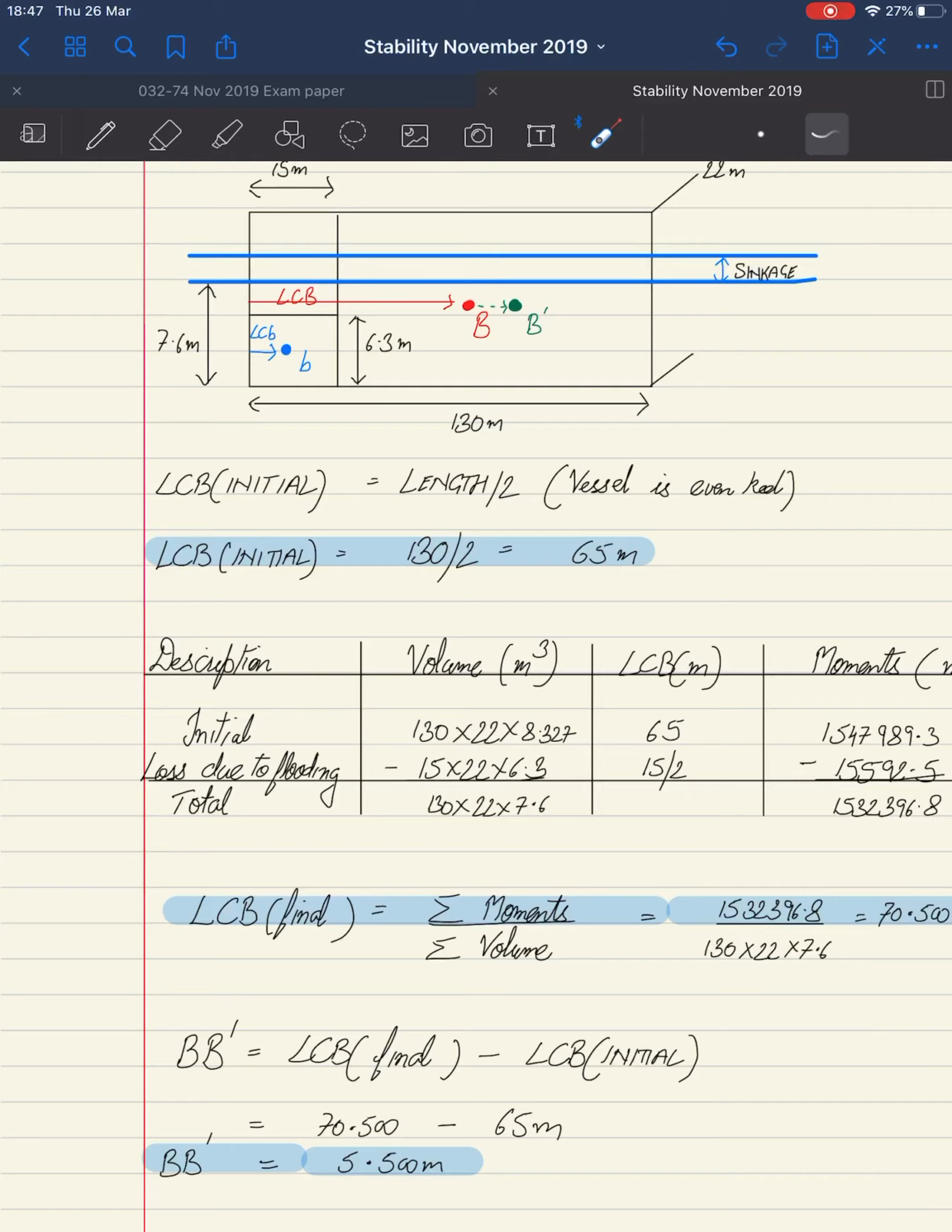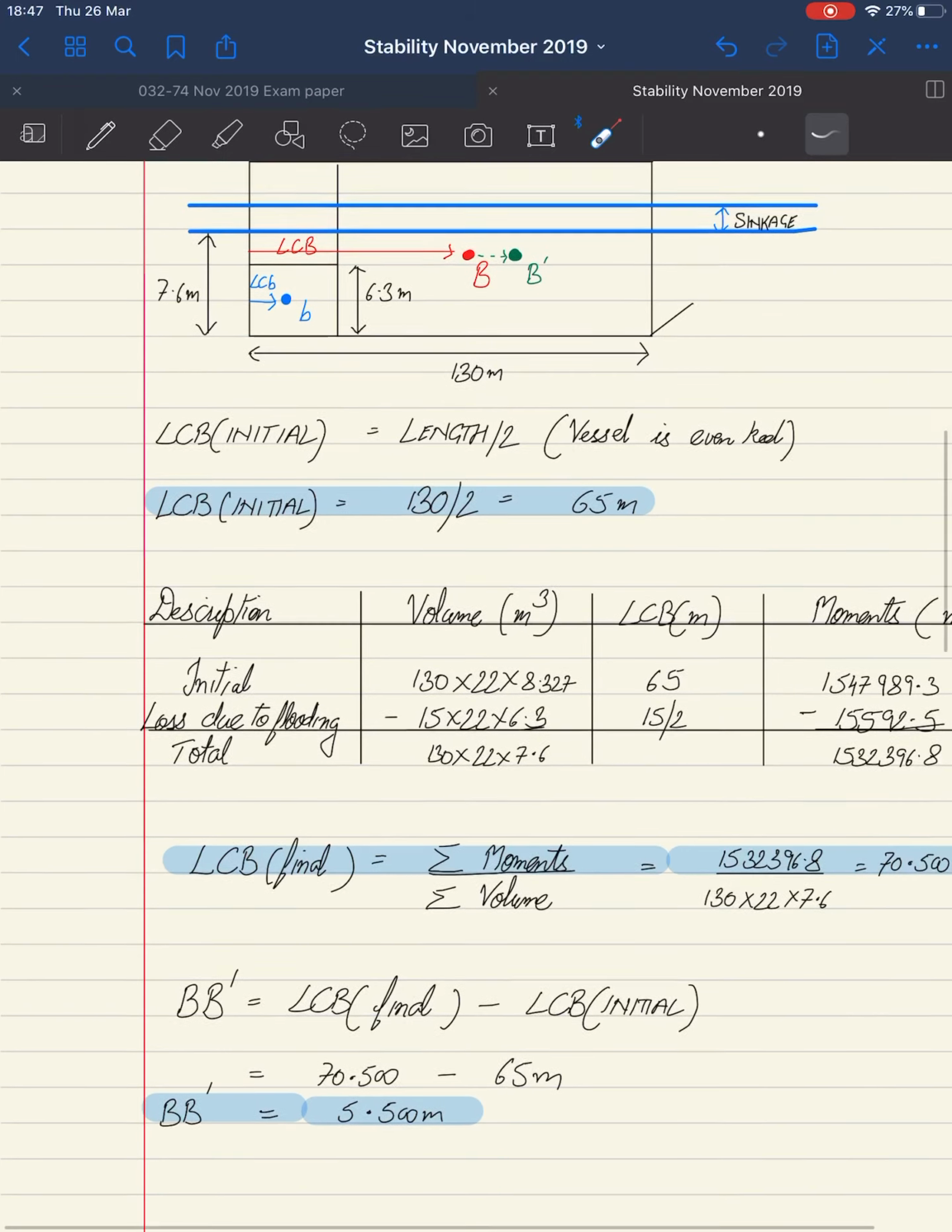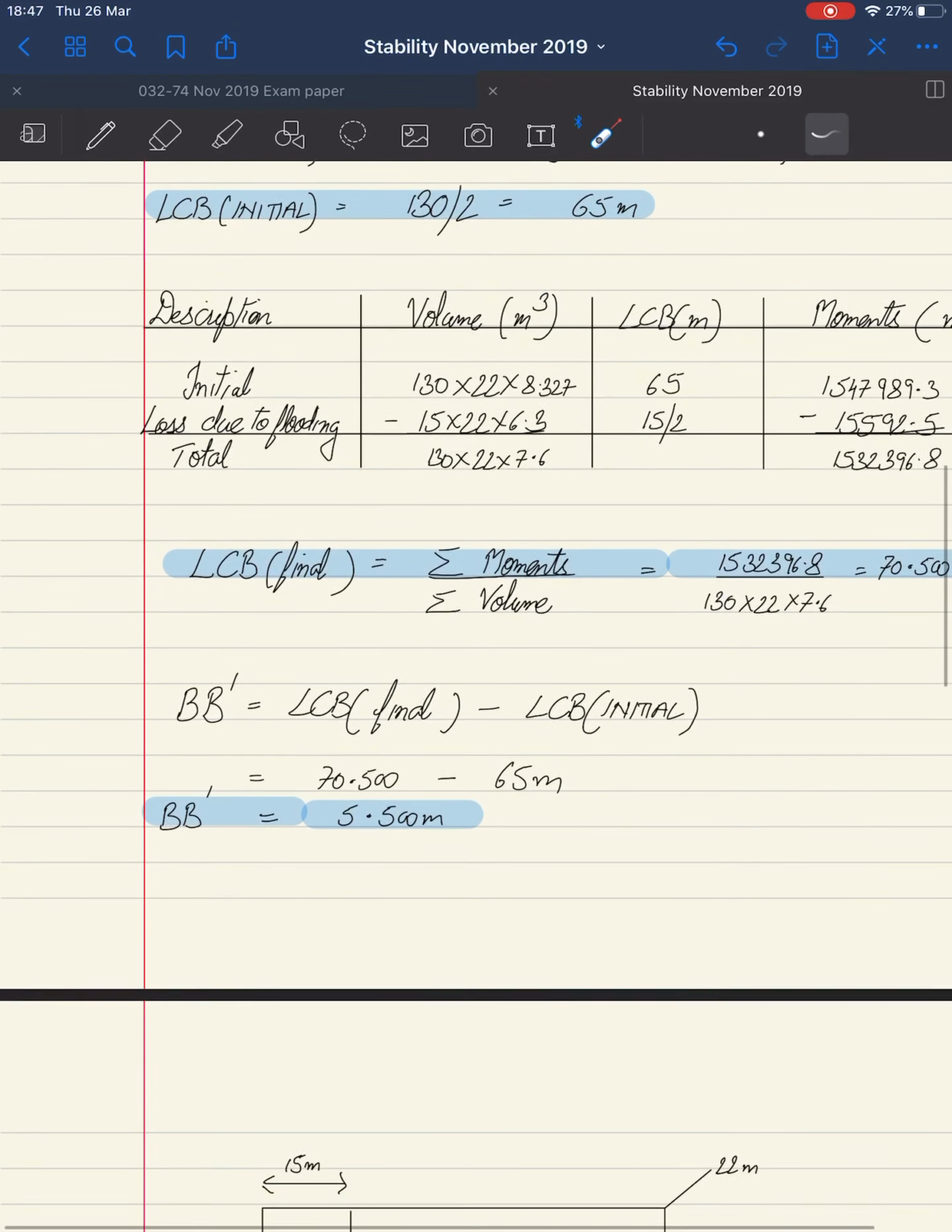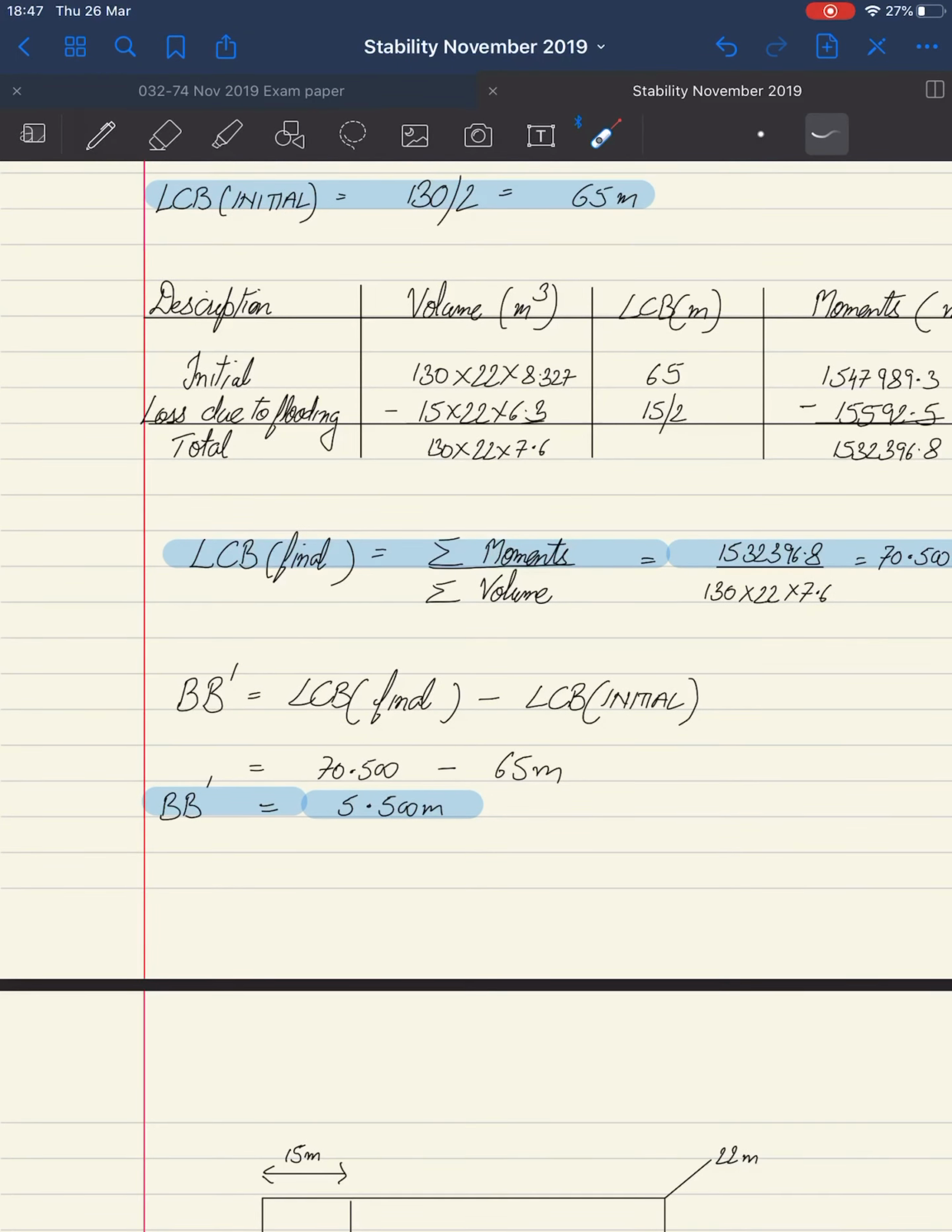Now what we need to find out is the small longitudinal center of buoyancy of this compartment. Length of the compartment is 15 meters, so longitudinal center of buoyancy would be half of 15 meters. So we make the table to find out the final longitudinal center of buoyancy.